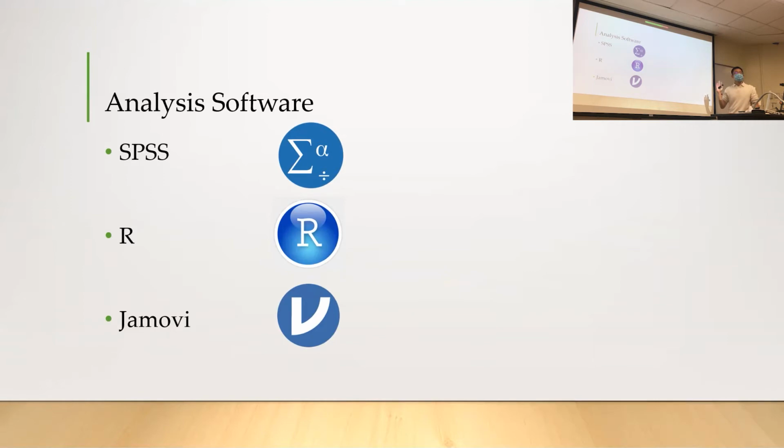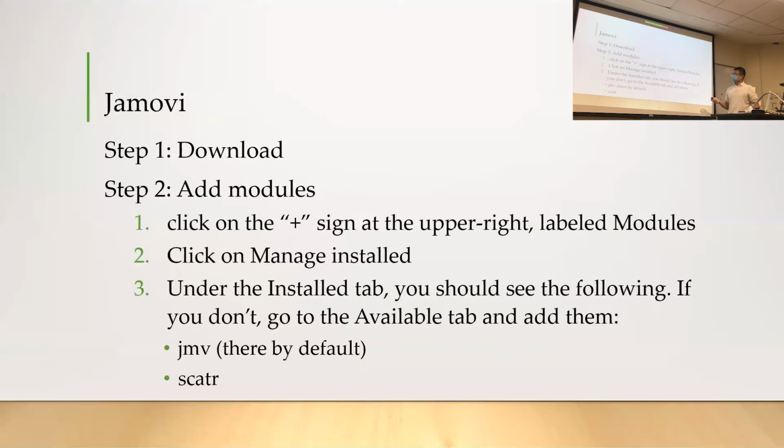Have you guys downloaded Jamovi? Okay, good. If you haven't, make sure you download that. So first of all, you need to download Jamovi, and then you need to add modules. You need to do it through the upper right of the window once you open Jamovi. There's a plus sign. Once you click that, you need to click on Manage Installed. And then under the Installed tab, you'll see those modules. And you just need to add them. It's pretty simple.